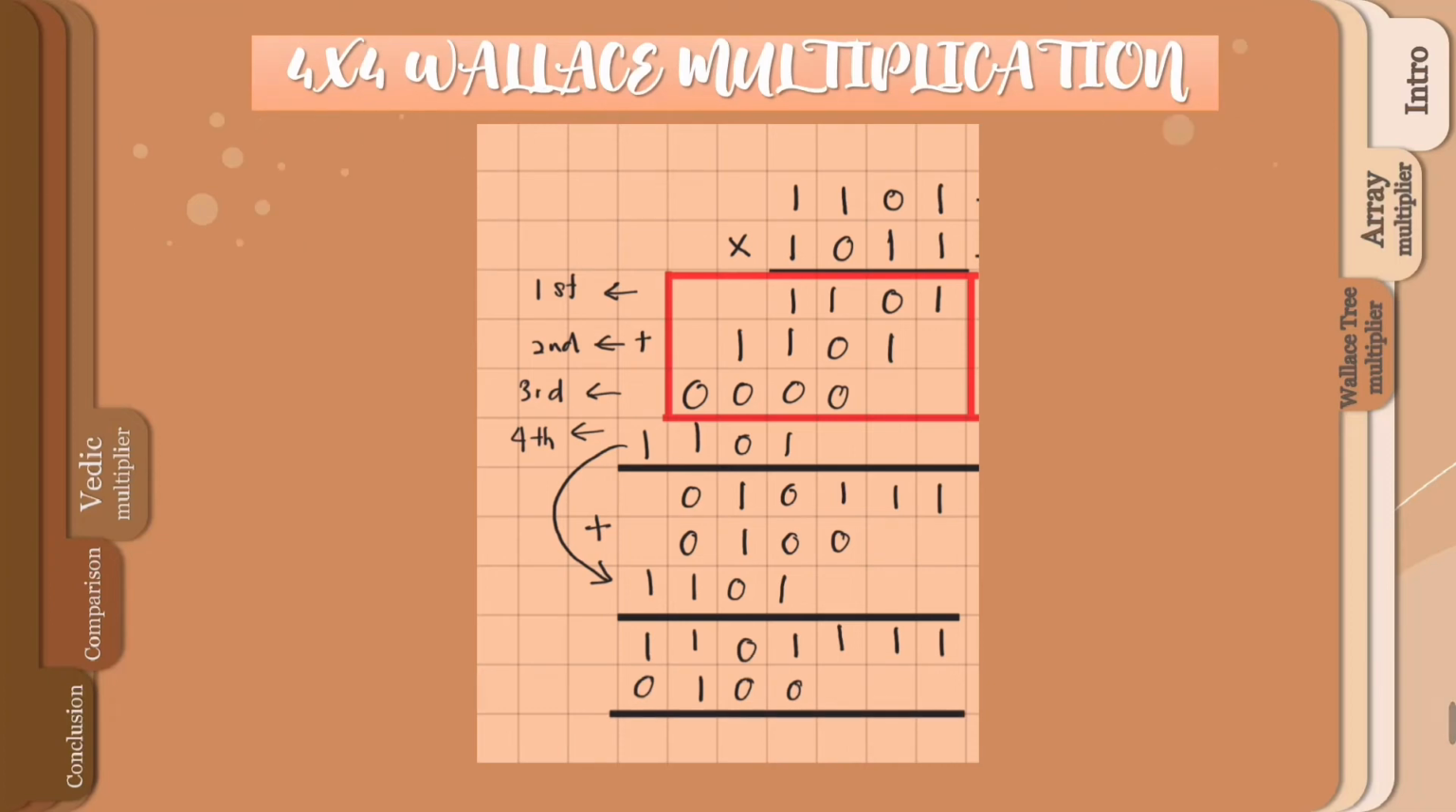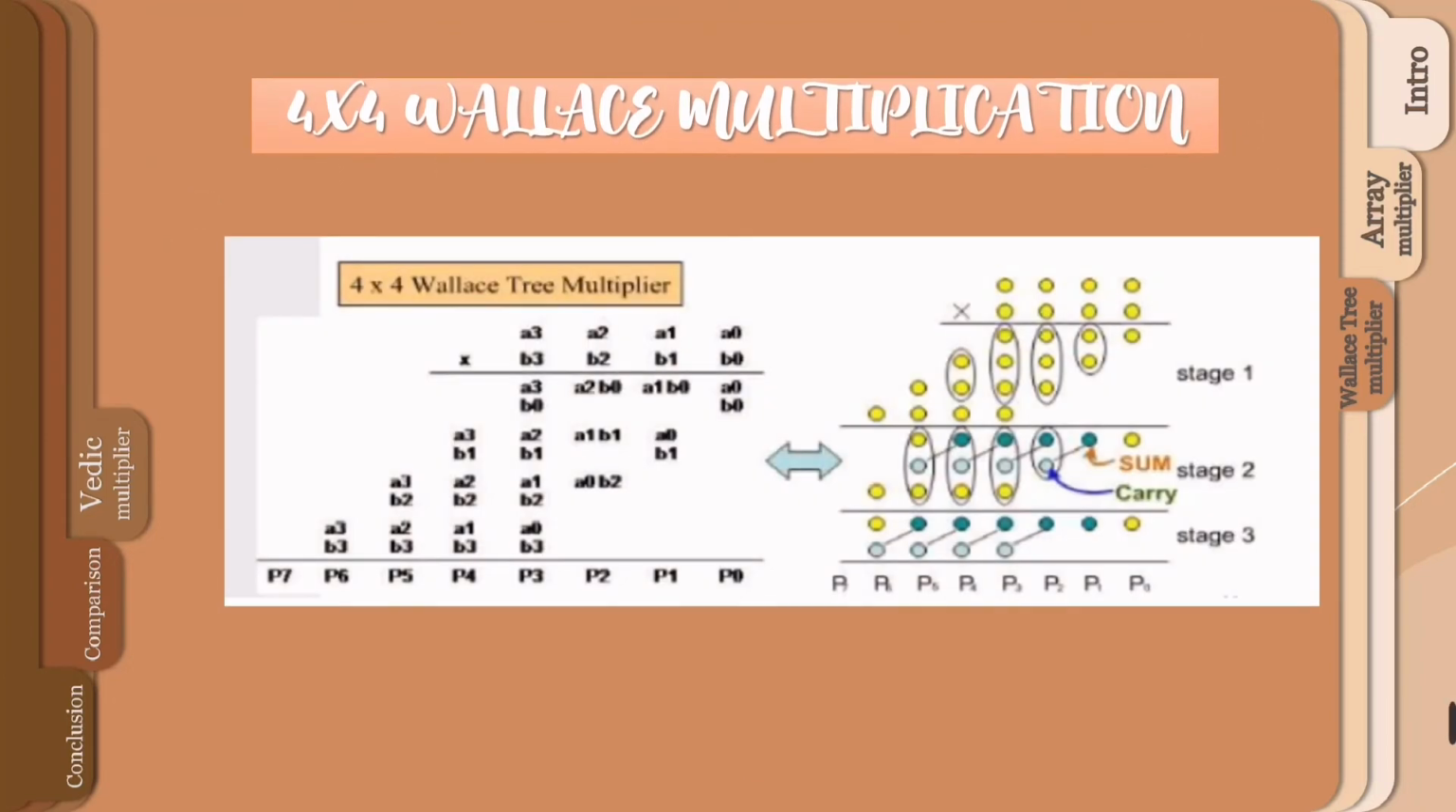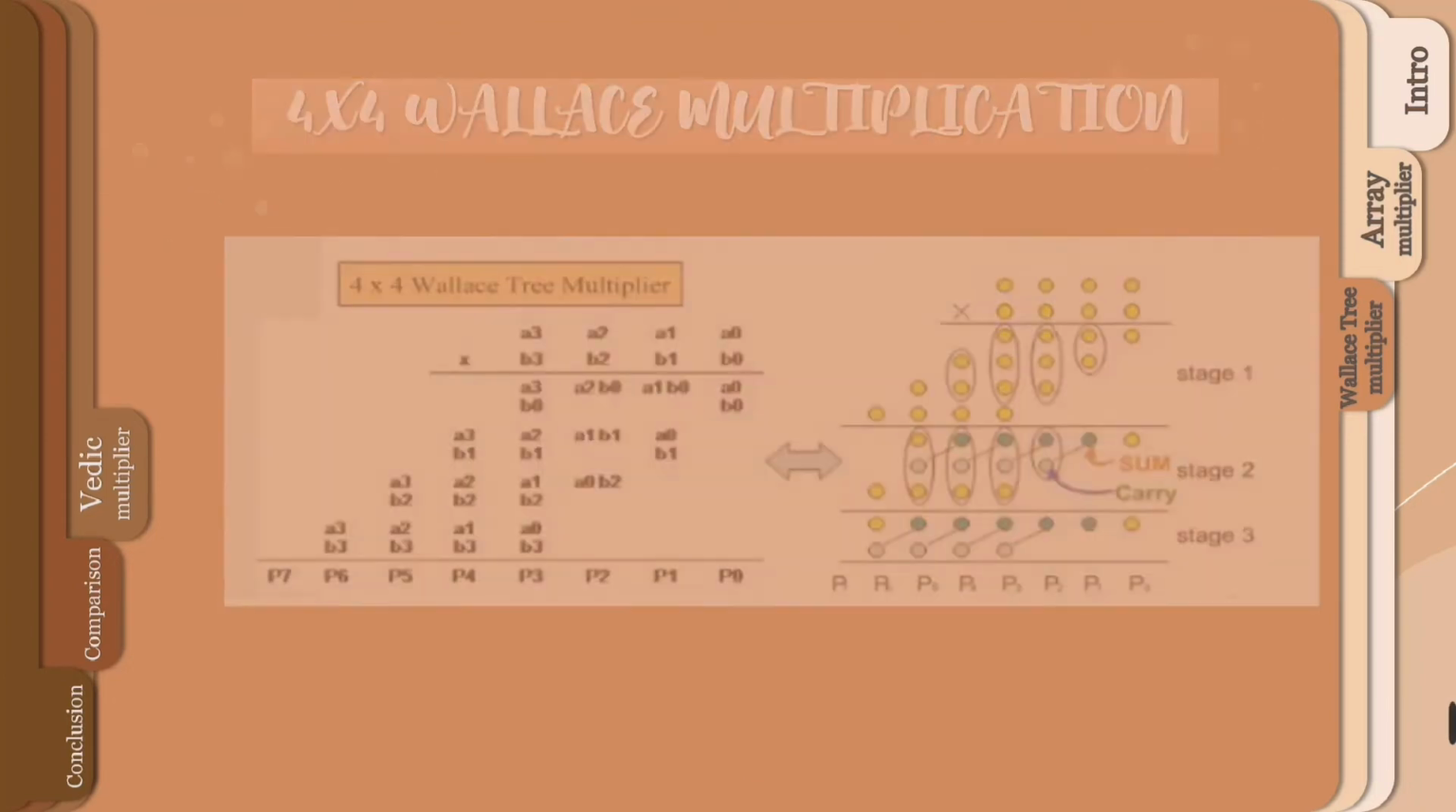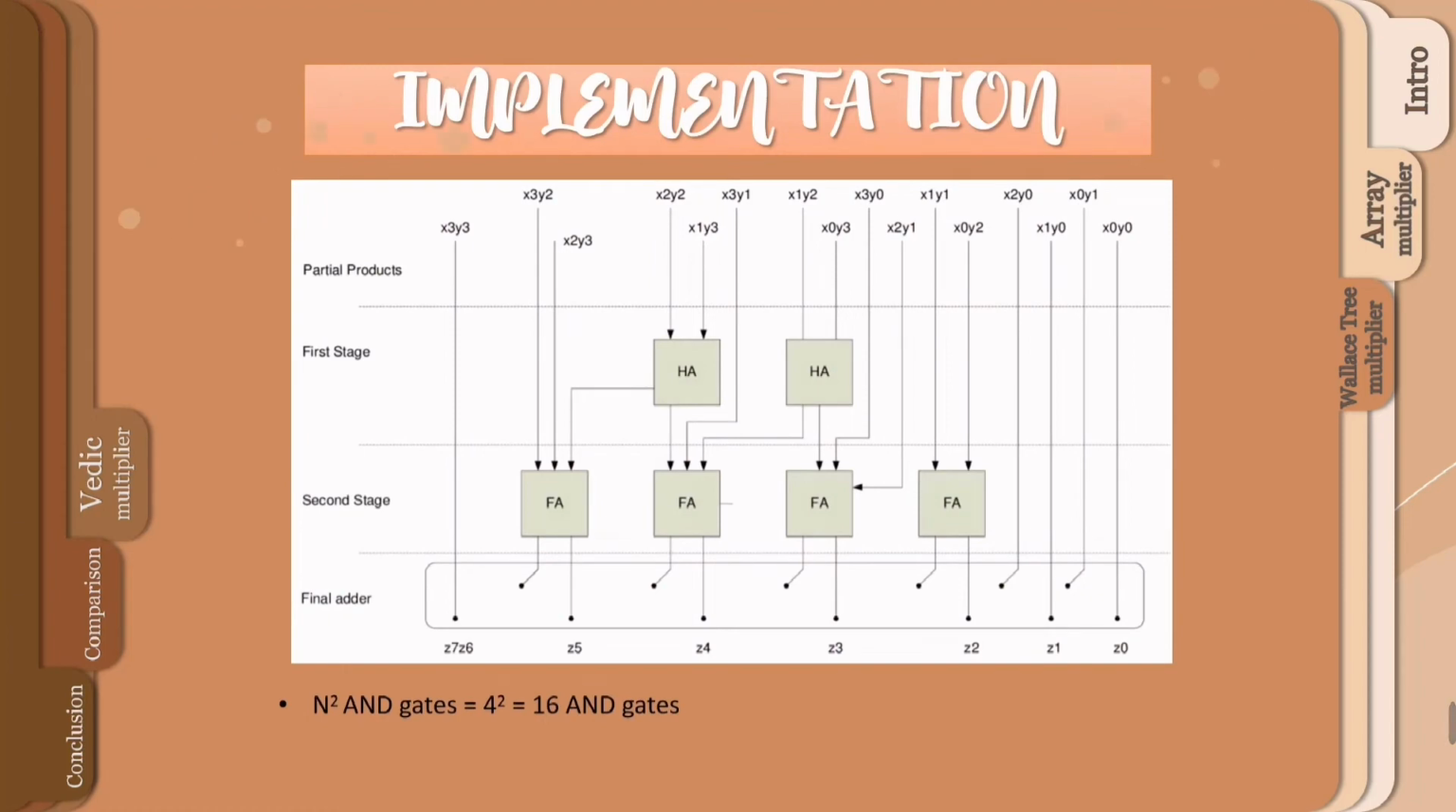When only 2 partial products are left, we can get the final product by adding them together. This is done by using a fast adder or a ripple carry adder. This example is the same as the previous example. A 4x4 Wallace tree multiplier needs 16 AND gates, 2 half adders and 4 full adders.